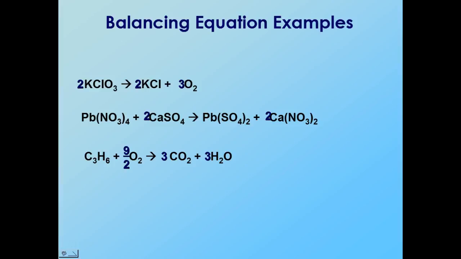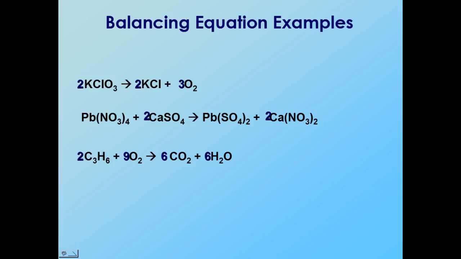So although this is indeed a balanced equation, to get this to have the lowest possible whole number coefficients, I'm going to need to double the 9 halves oxygen. And if I double one part of a balanced equation, just like in math class, if you change one part of an algebraic expression, you have to change all parts by that same factor. So I'm going to double the 9 halves to 9. I'm going to double the 1 C3H6 molecule to 2. I'm going to double the 3 CO2 molecules to 6, and the 3 H2O molecules also to 6.